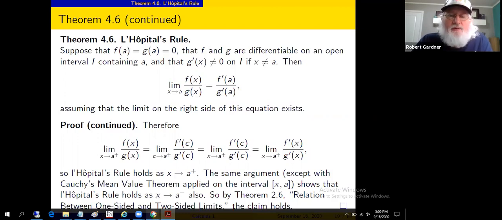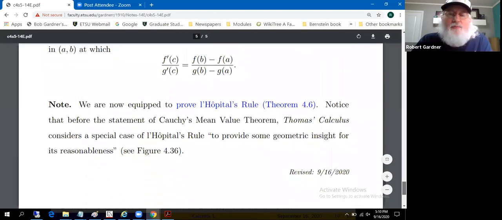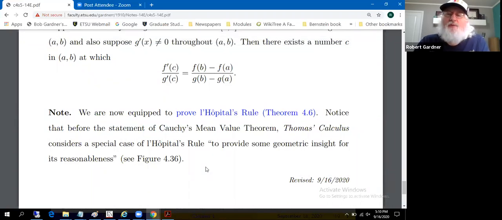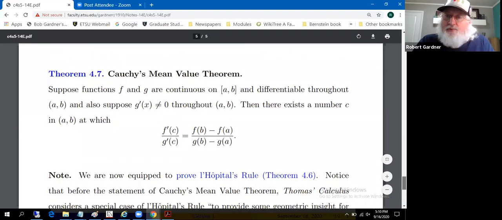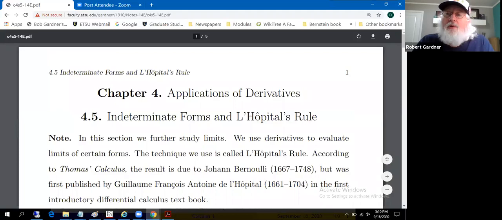And that's it, right, for this section. And we went through the proof for what it's worth. The book gives a little picture to give you some geometric insight for the reasonableness of Cauchy's mean value theorem, I think. So anyhow, we've established L'Hopital's rule. You like L'Hopital's rule? Yeah, like what I tell you to like.